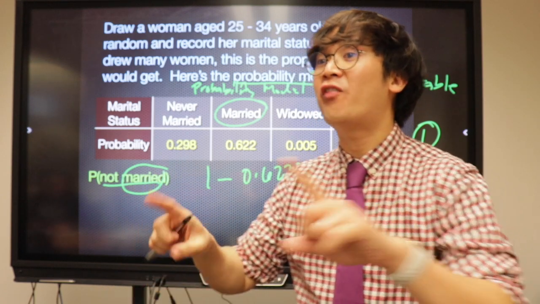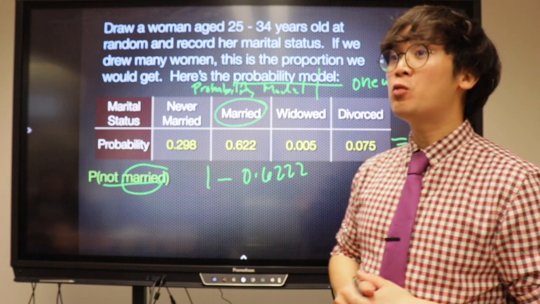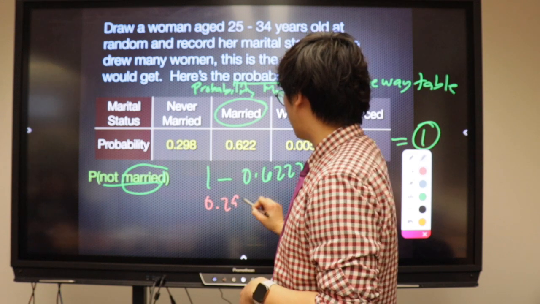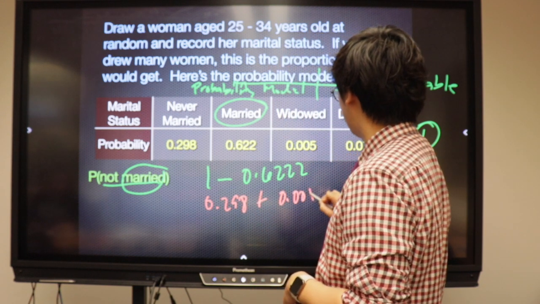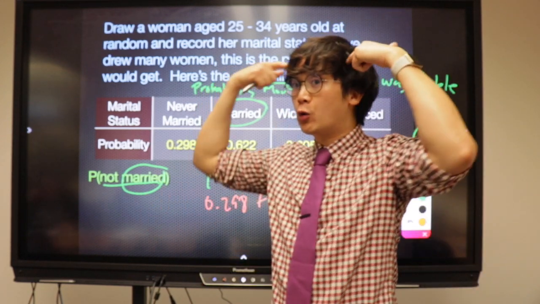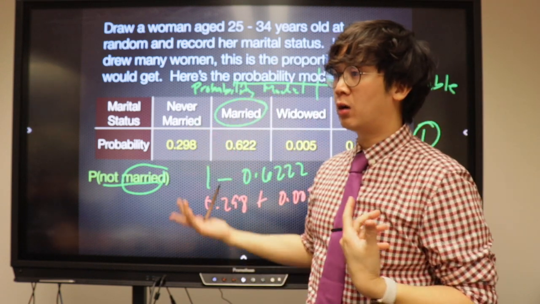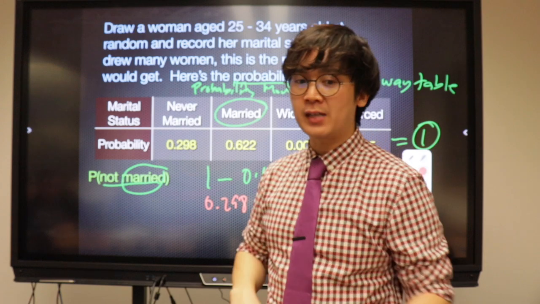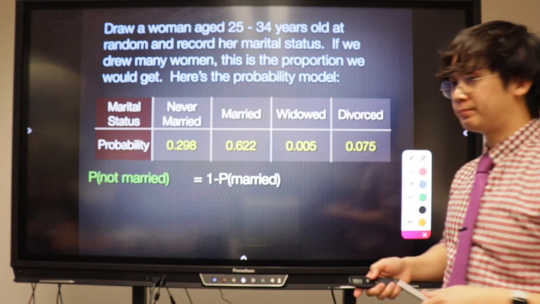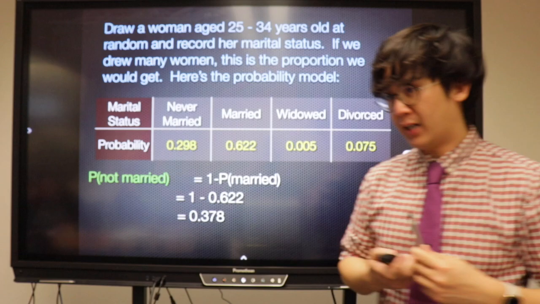That's one way of answering this particular problem. This is one way of answering it. What is another way of answering it? Adding them all up: 0.298 plus 0.005 plus 0.075. So, again, this is how you are formulating your event in your head and how you're going to execute your answer. Both of them will give you the same result, right? Which is 0.378.